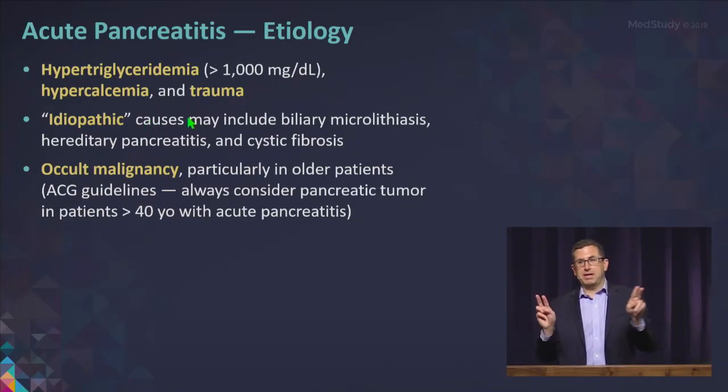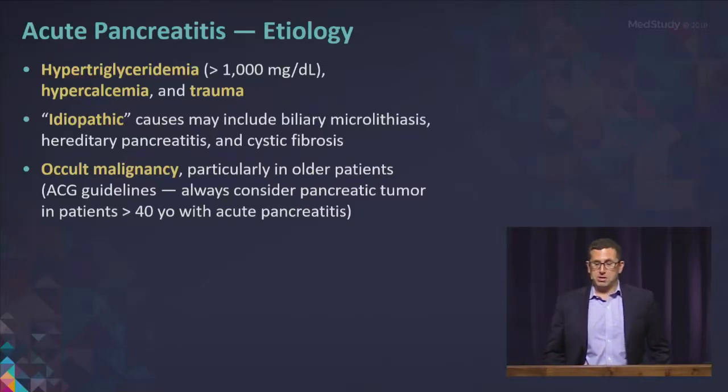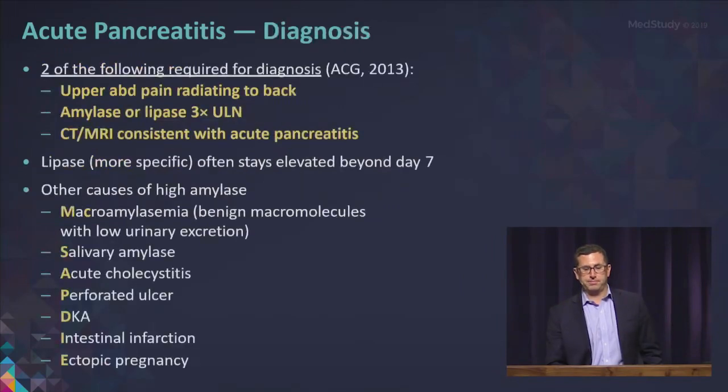Sometimes people are labeled as having, quote unquote, idiopathic acute pancreatitis, but really what's going on is they may have little biliary crystals that are forming and clogging the pancreas that may not show up on a sonogram. Patients could have an undiagnosed case of cystic fibrosis, which could lead to acute bouts of pancreatitis. And importantly, key, occult malignancy, right? You always want to rule that out. You always want to make sure the patient does not have pancreatic cancer. So the ACG guidelines say always consider pancreatic tumor in patients greater than 40 with acute pancreatitis.